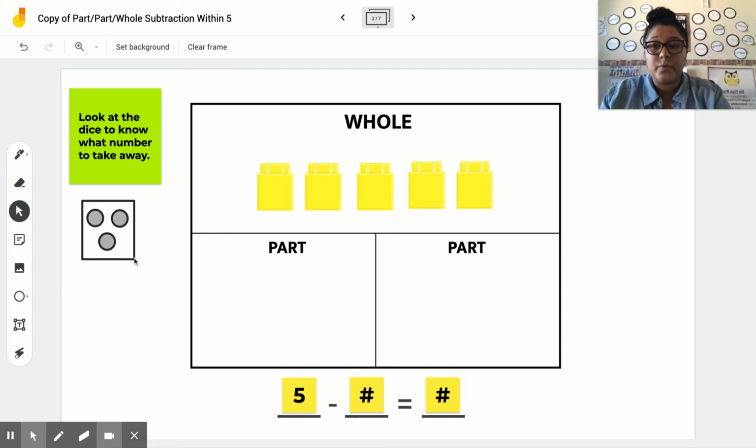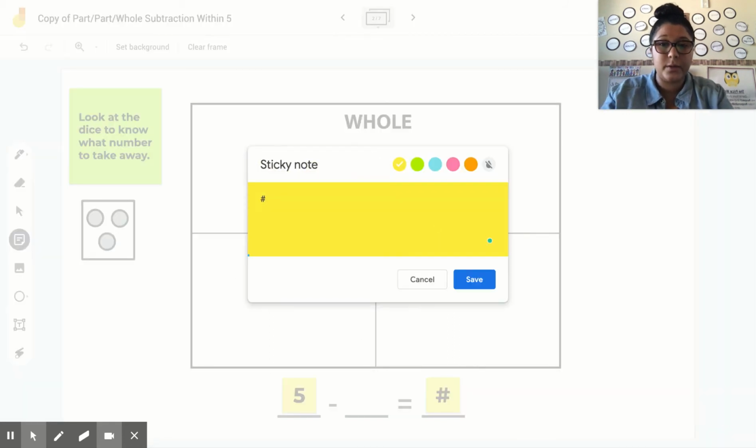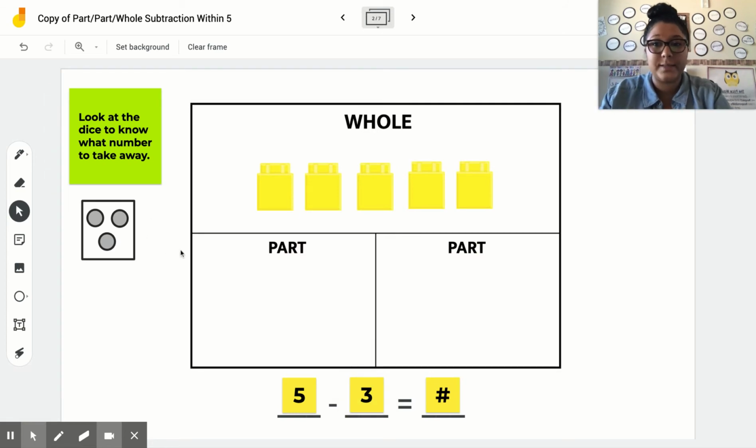Then I need to come over here and look at the dice, because I need to know what to take away, because this little sign is subtract or take away, right? So I need to know what number I need to take away from 5, my whole number. I go back over here and I see that there are 1, 2, 3 dots on my die. So I need to take away 3. I'm going to double click this box and put a 3, because that's how many I'm taking away. That's what my die says.